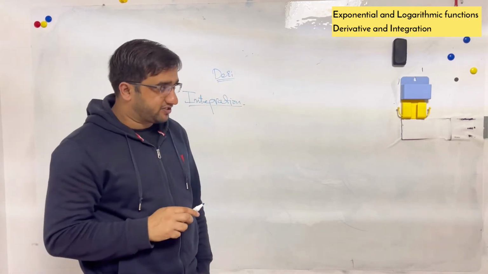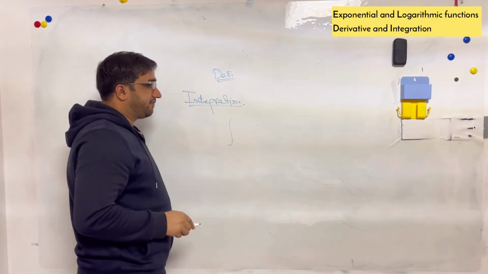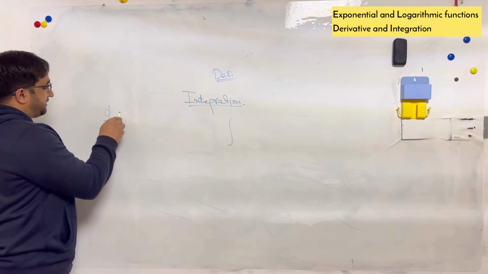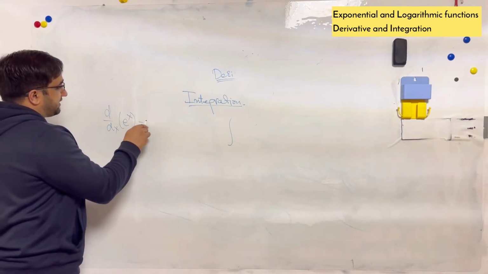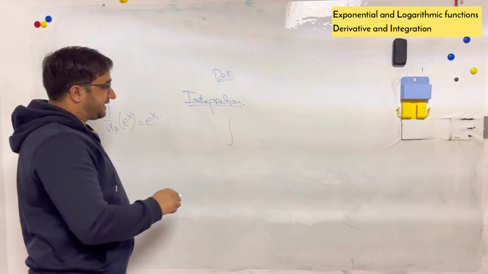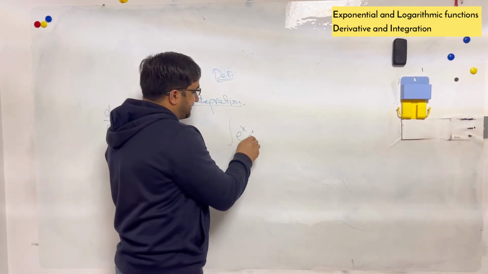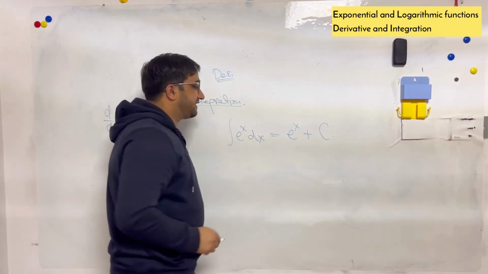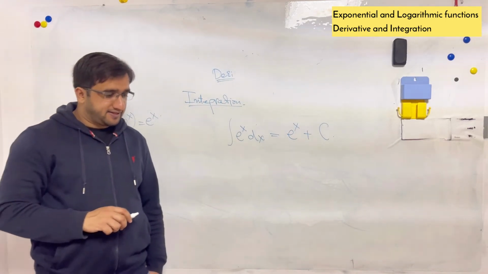Integration of the exponential function, the formula is the same. In case of the derivative, d by dx of e^x was e^x. In case of the integral, the integral of e power x dx is the same, e power x plus the constant of integration c. Right?